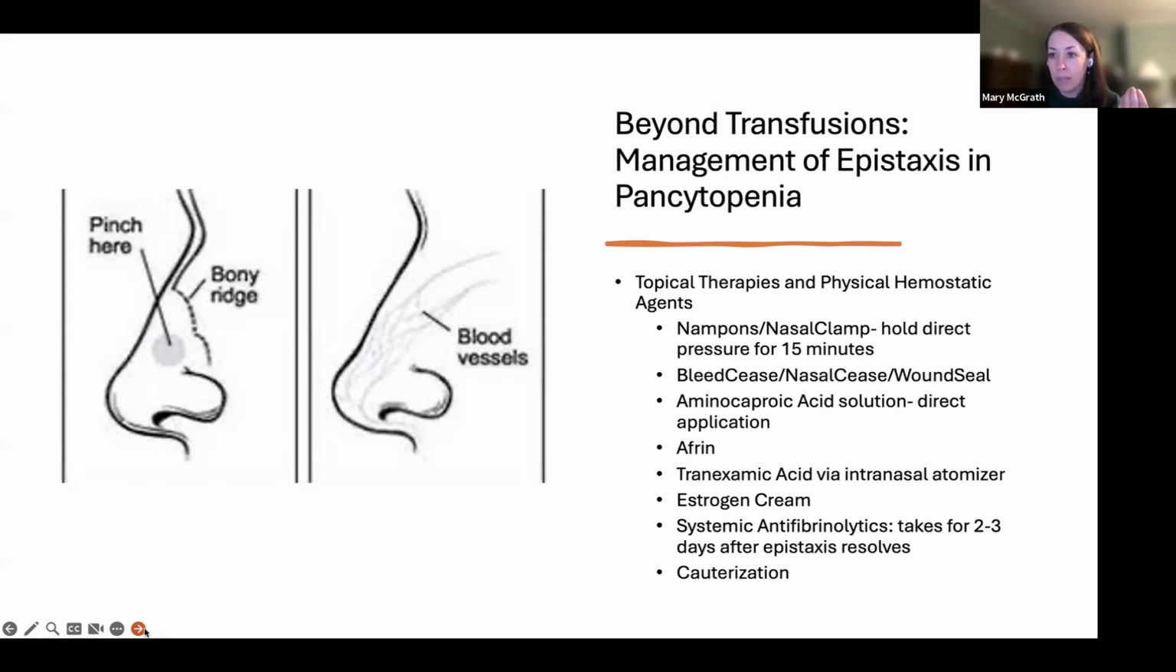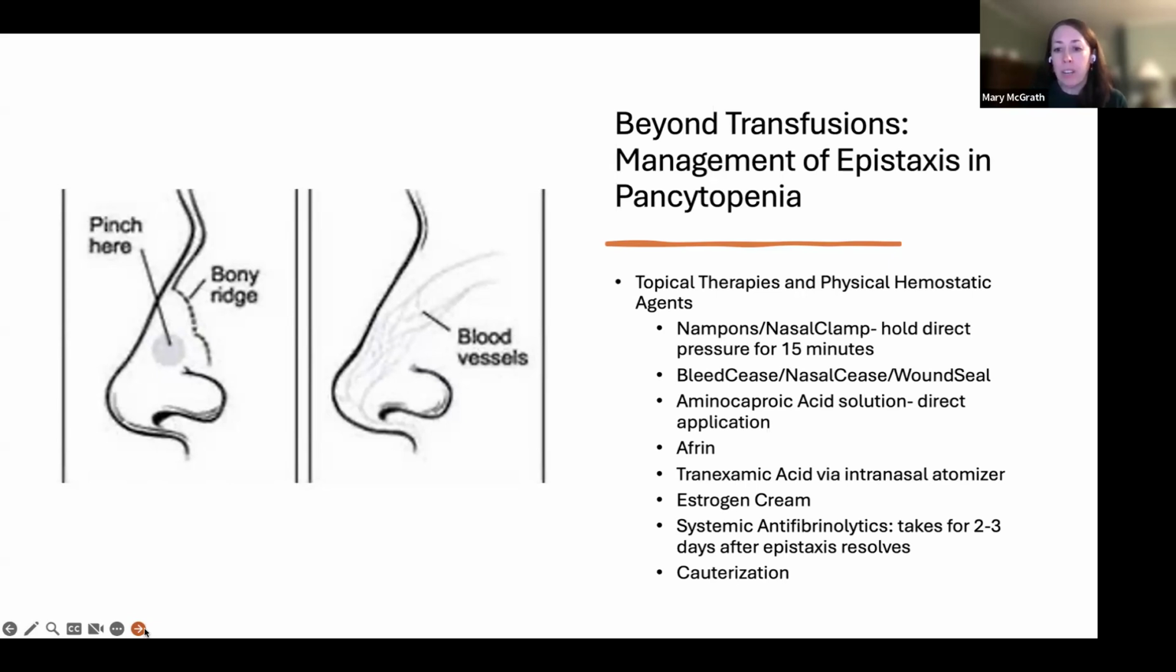Using external nasal clamps can be useful as well. Likewise, there's various gauze products that you can get over the counter that are coated in calcium alginate. That's really helpful with clotting. So things like Bleed Cease, Nasal Cease, and Wound Seal are pretty effective at getting bleeds to stop rather quickly.